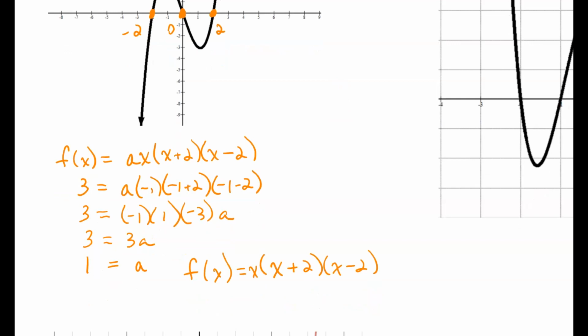But what else is x plus 2, x minus 2? Is it x squared plus 4? Minus 4, yes. So either one of those is fine.